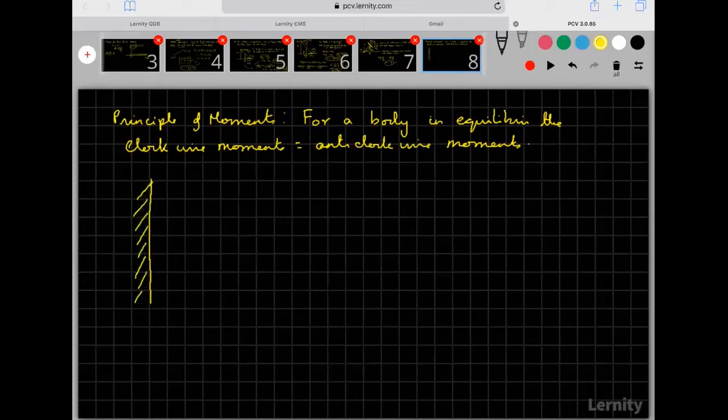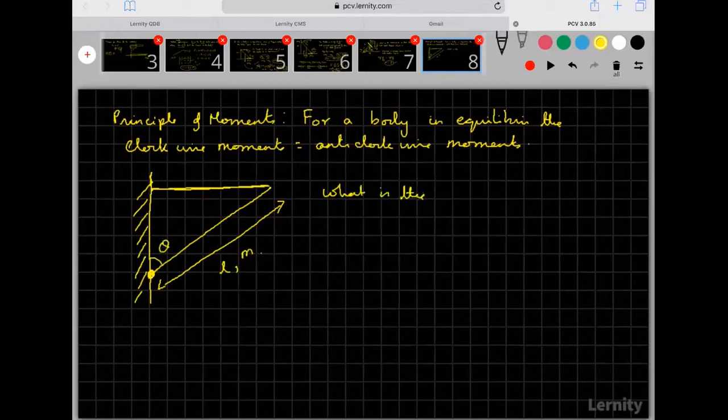Okay, so if you get it, then some simple questions for you. This is a wall. There is something that is fixed here. I am tying it like this and I'm holding it. This has a length L. It has a mass M. The question is, what is the tension in the wire? This angle is theta. This is a wire. Can you find out what is the tension in the wire?